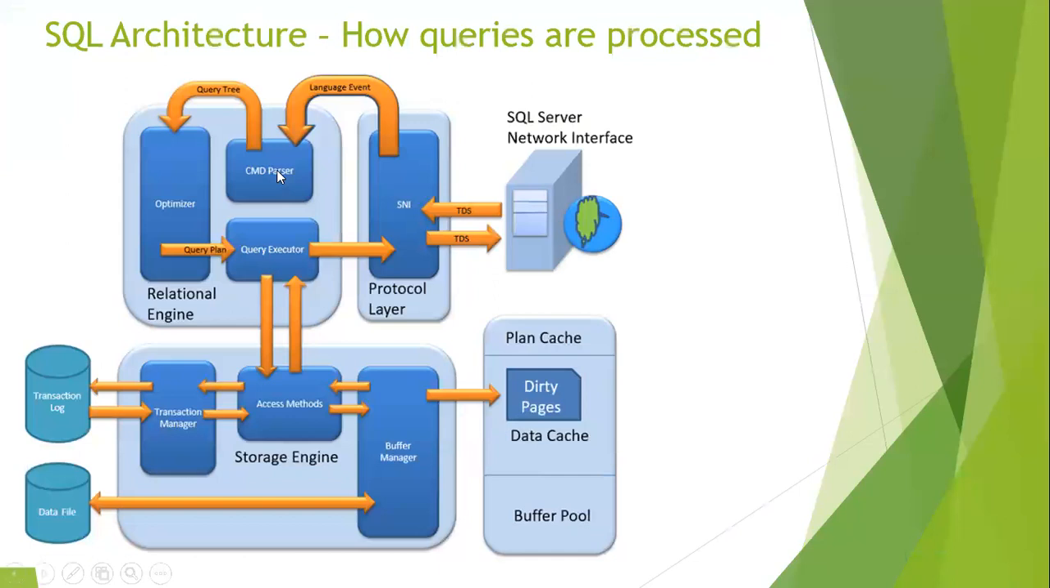So the command parser will validate that schema binding. It will check what all columns and tables are involved, and whether the table is bound to a specific schema or not. It will validate and proceed further. Once it is validated, it creates a query tree. The command parser generates a query tree. A query tree is nothing but the normalization of the query.